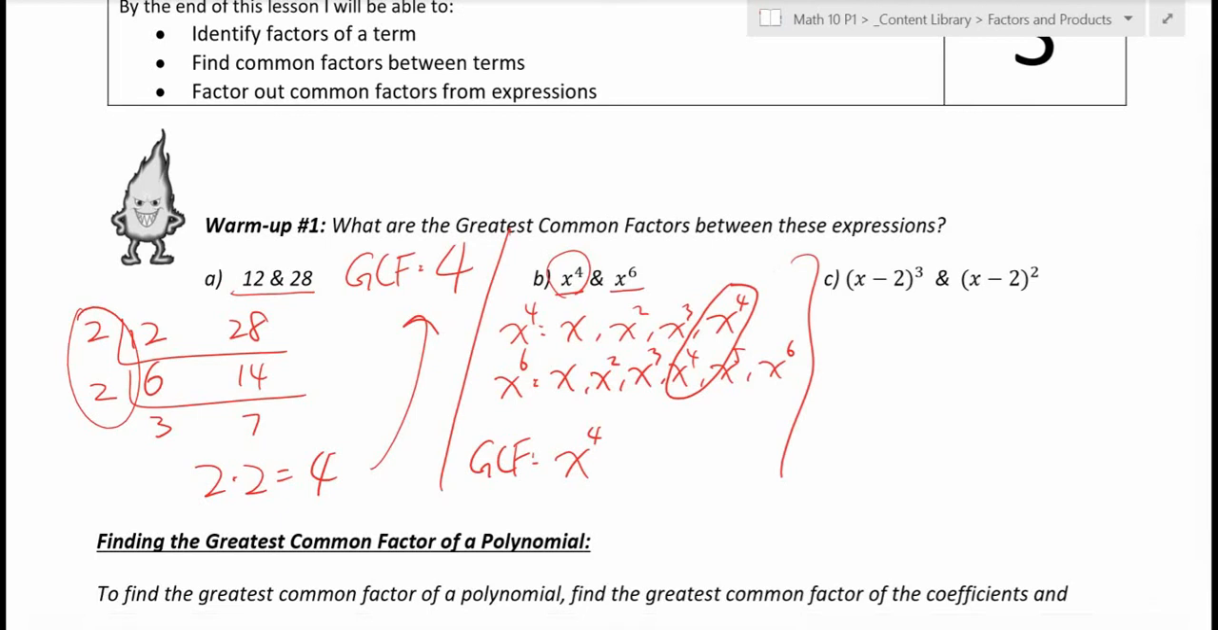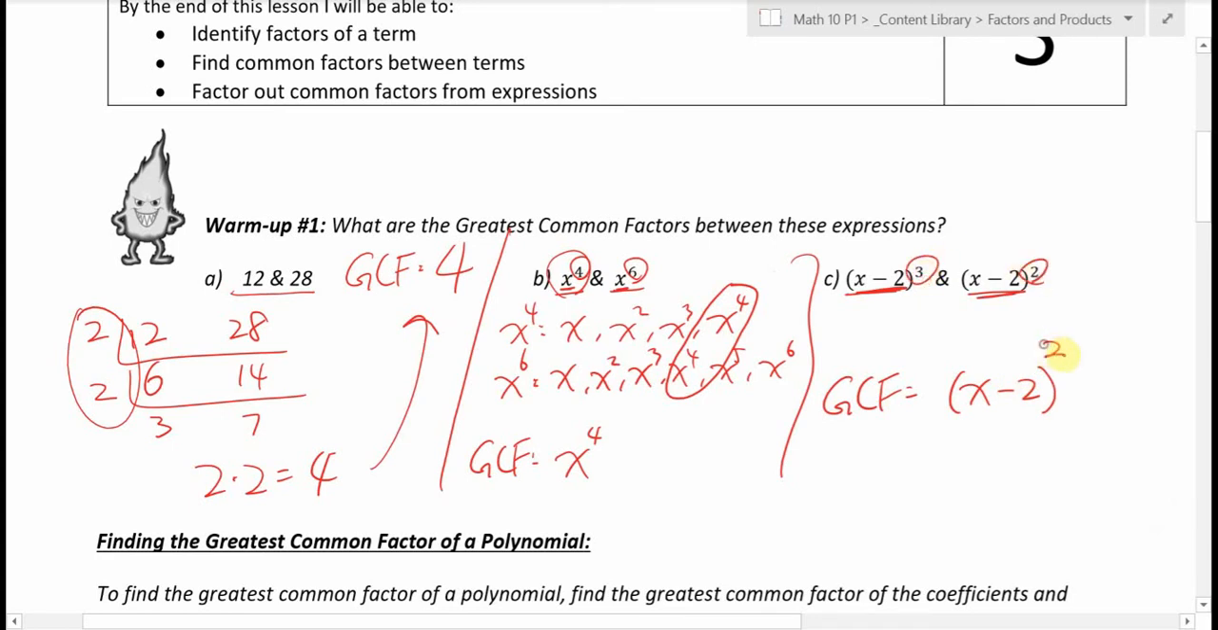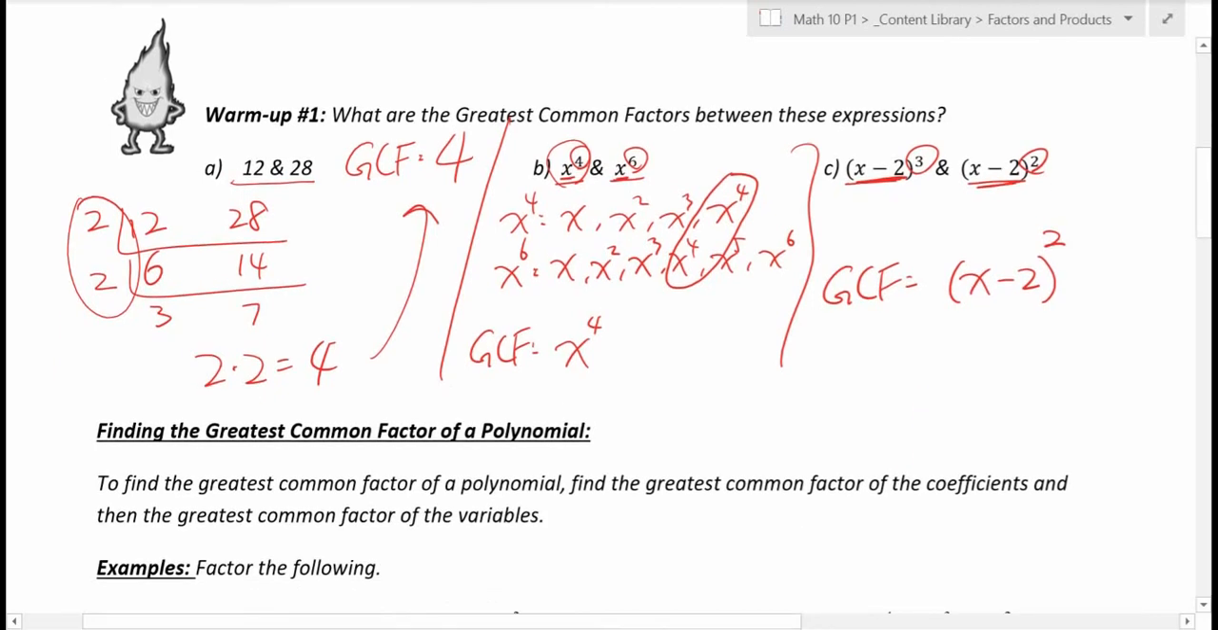Okay, so based on this example, you can see what we're doing here is essentially, as long as the base is the same, you look at their exponents, and you take the smaller one. So you can see, for example C, this is x minus 2, that's also x minus 2, so the base is the same here. And therefore, the GCF is going to be x minus 2, and now you compare the exponents, and we take the smaller one. And that is the greatest common factor of those two expressions. Okay, so that's how you find the common factor and the greatest common factor.